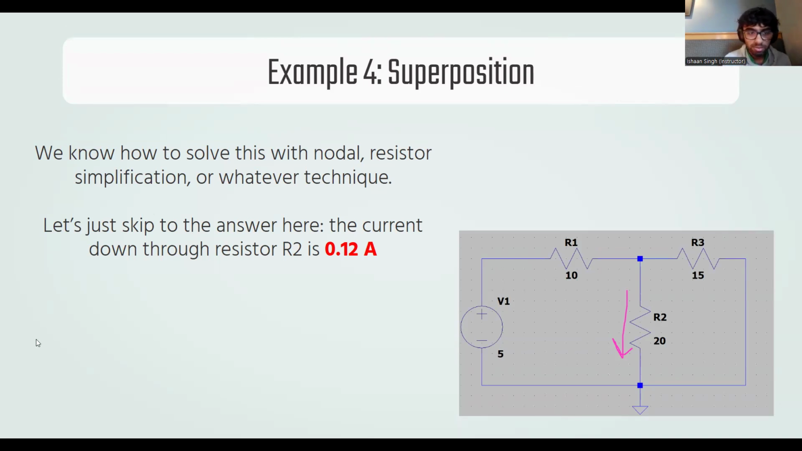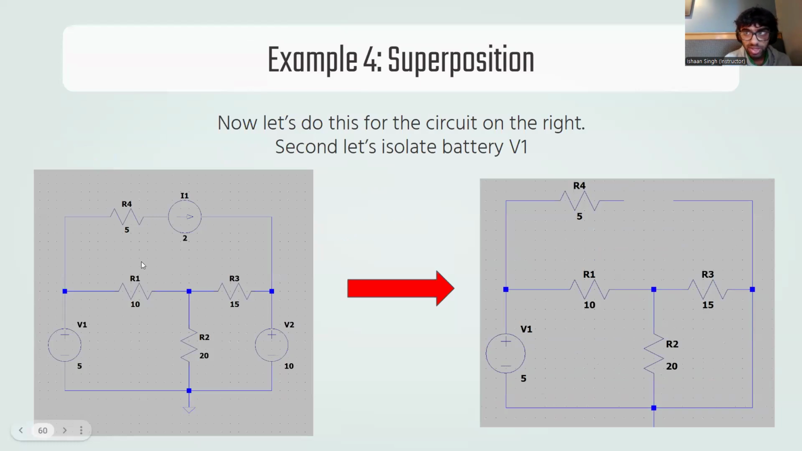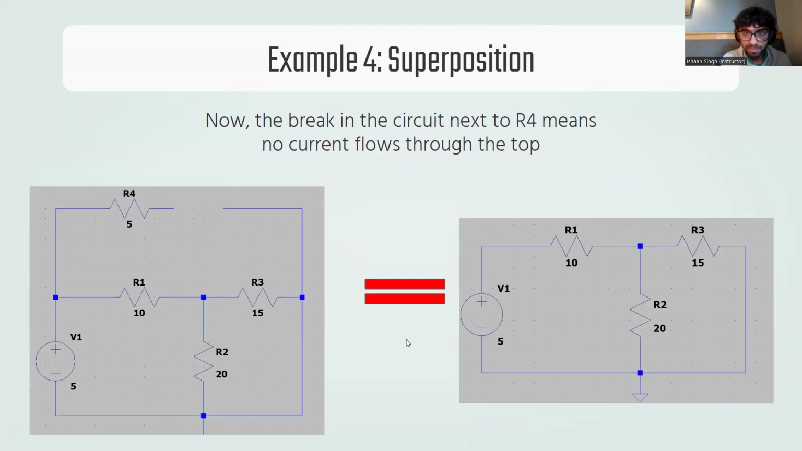And remember how we got to there. Let me just back up for a second. We first isolated that battery, right? We went from the circuit that had 3 sources to a circuit with 1 source by getting rid of the current source and just breaking the circuit and replacing the battery with short circuits.